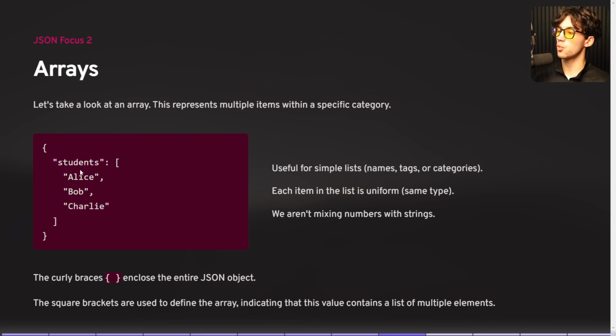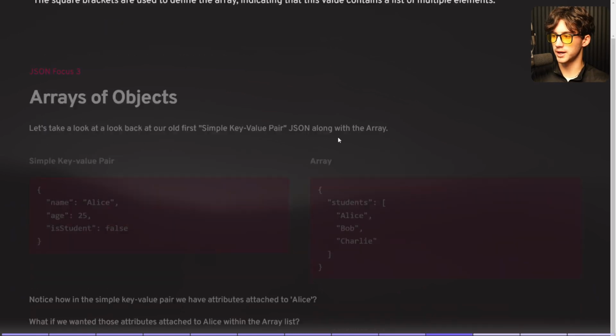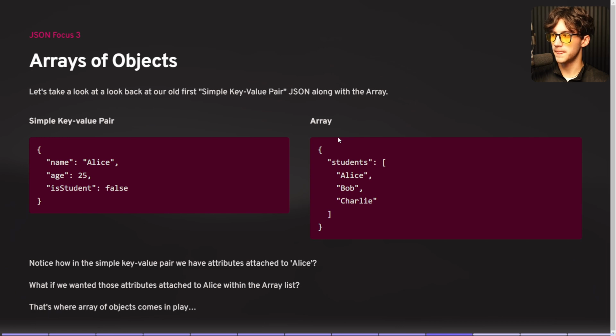Now, what happens when you want to give these values attributes? Maybe you want students, right? But you want Alice with an age attached. Since we can't combine the age in here, how do we go about that? Well, that's where we get into JSON focus number 3. And this is when you start getting quite into the weeds here. And this is called the array of objects. So I want to break it down from start to finish again.